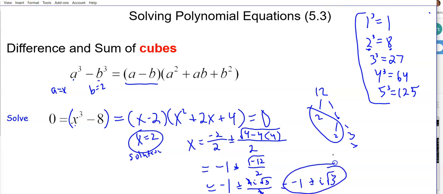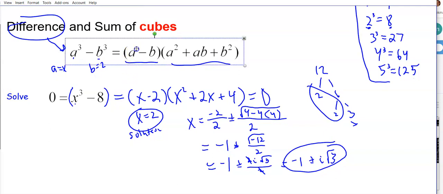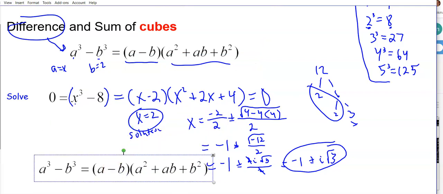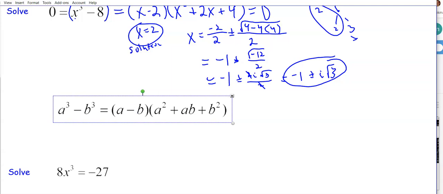Wow. So it takes a lot of work to do that, but we used the difference of cubes, because there's a minus sign between those two perfect cubes. We can use that to factor, and then use the factors to solve the cubic function there. So for sum of cubes, it's almost the same formula. In fact, I'm going to take this formula and clone it, and I'm going to tell you the difference here. In a second, we're going to use the sum of cubes formula.